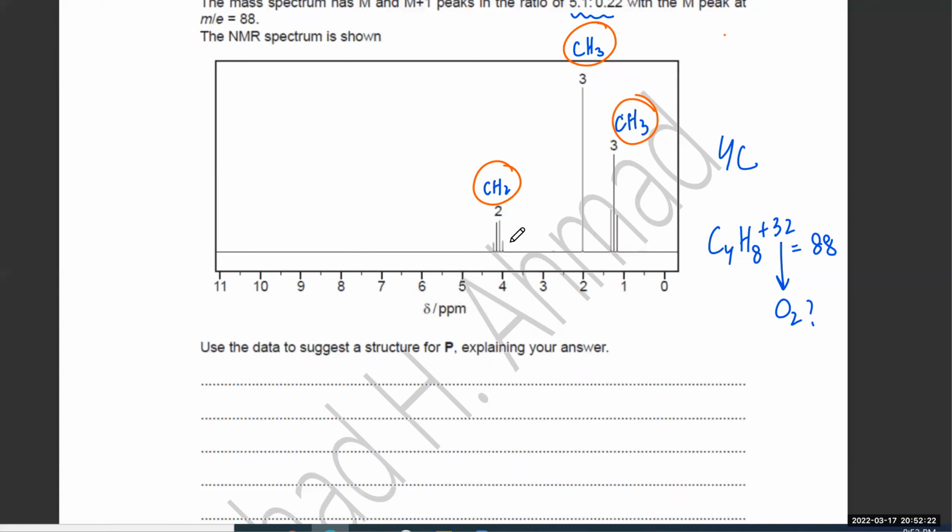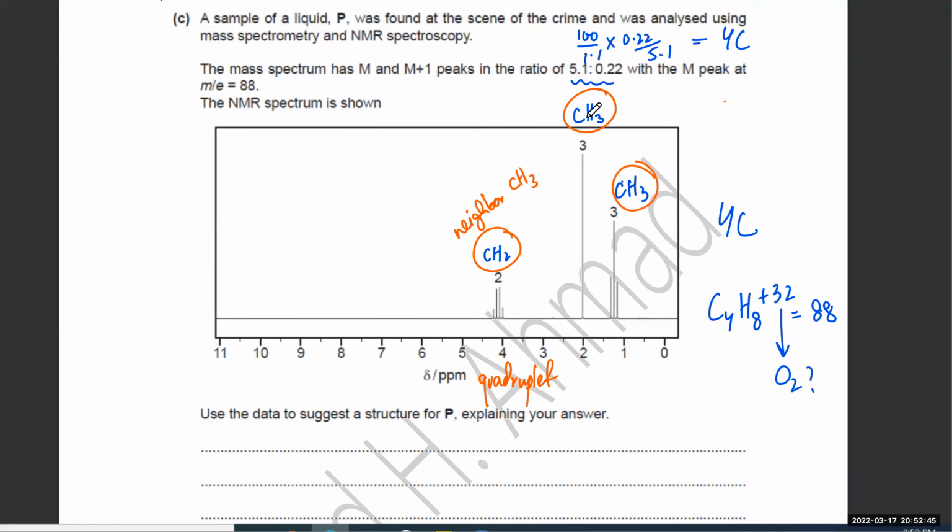Now look at the splitting. This is a quadruplet peak, right? When you get a quadruplet peak, the neighboring carbon has how many hydrogens? 3. That means the neighboring carbon atom has 3 hydrogens, so the neighbor is probably going to be CH3, right? This one has no splitting. So how many hydrogens on the neighboring carbon atom? No hydrogens, because of N+1. If the neighbor has 0 hydrogens, you'll have 1 peak.